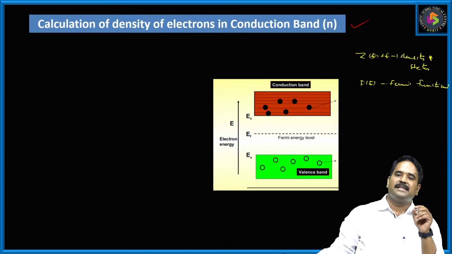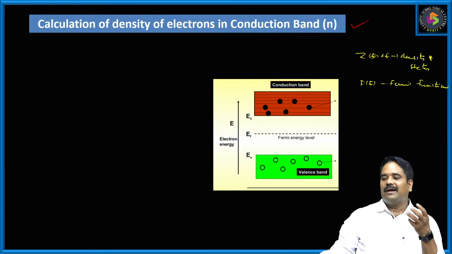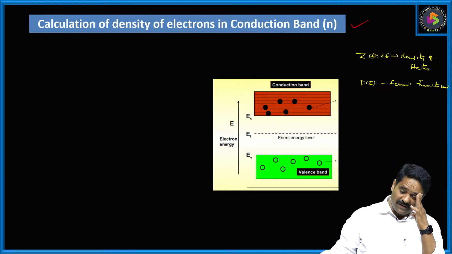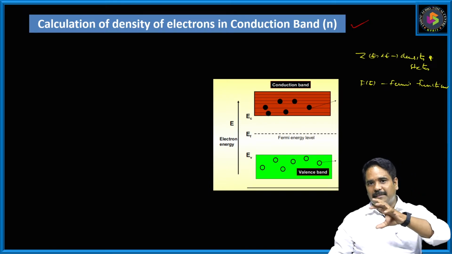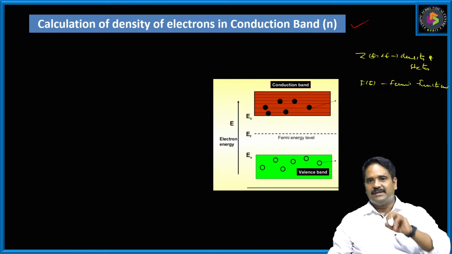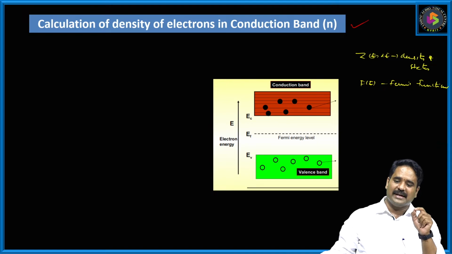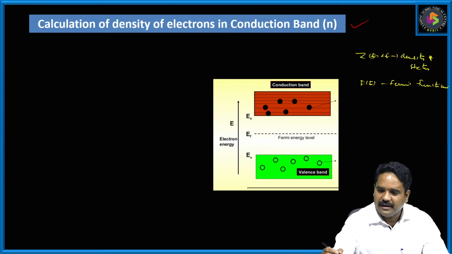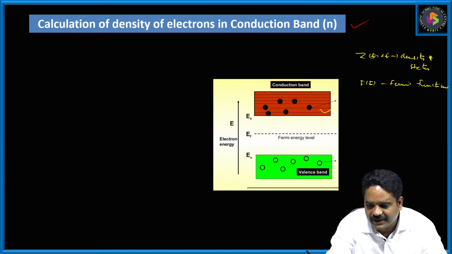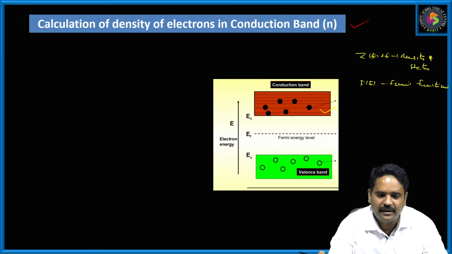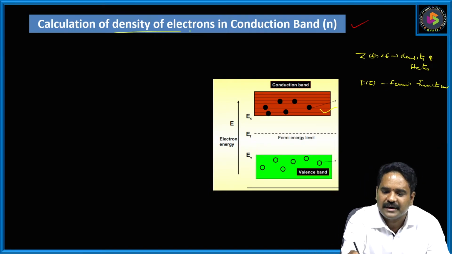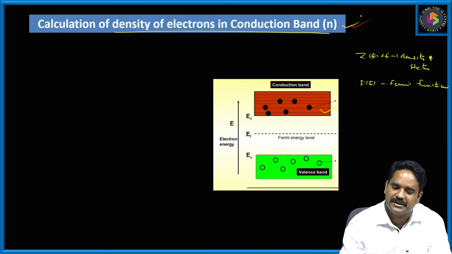So Z of E into dE is the density of energy states, which gives the available energy states for electrons occupation, and f of E gives the Fermi-Dirac distribution function, which gives the probability of electrons occupation. And when the total states are multiplied with the probability, that gives the number of electrons in the conduction band. So we are going to derive the number of electrons per unit volume in the conduction band, that is density of electrons in the conduction band, this derivation.